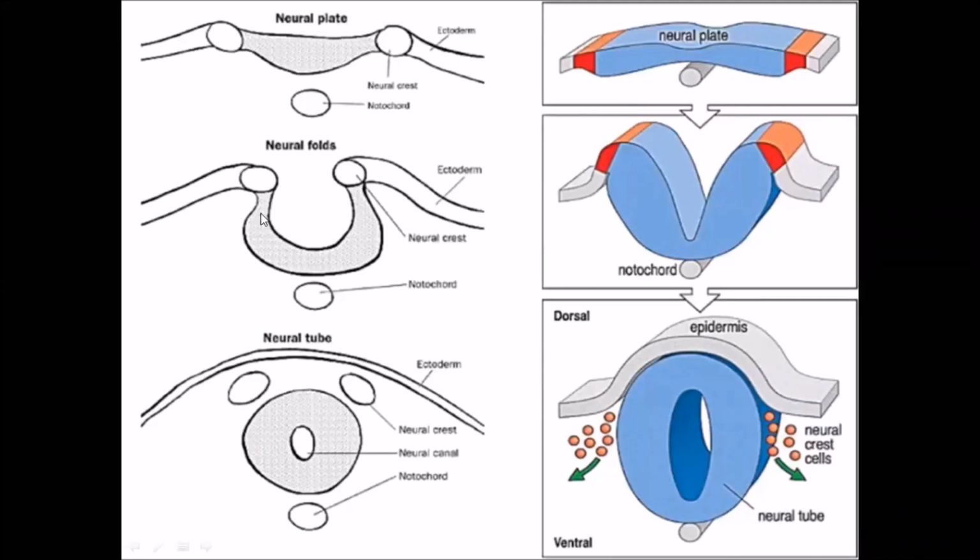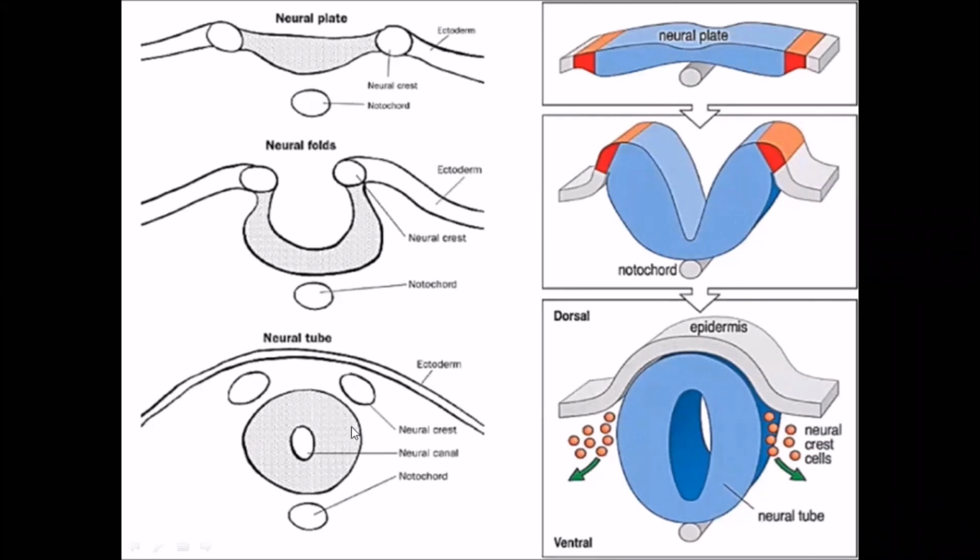The ends of the neural fold are called the neural crest. So this is the neural crest, this is the neural fold, and this is the neural groove. Again you can see the same: this is the neural groove, neural fold, and neural crest, and here is the notochord. As a result of this invagination, finally there will be fusion of these two sides.